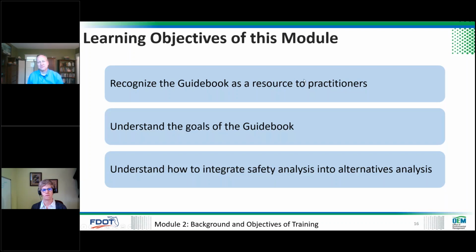Okay, this is a short module to present the importance of this material from FDOT's perspective. We have invested in this guidebook and now the training to demonstrate how the guidebook can be used to support a safety analysis in the PD&E process. The objectives of this module are to raise awareness of the guidebook as a resource, describe the goals of the guidebook, and begin the process of understanding how to integrate safety into alternative analysis. Go to the next slide, please.